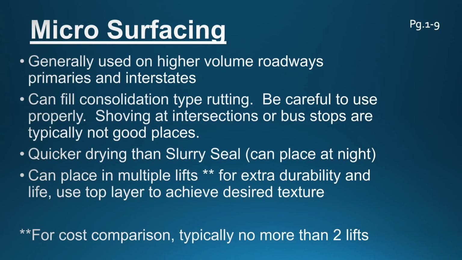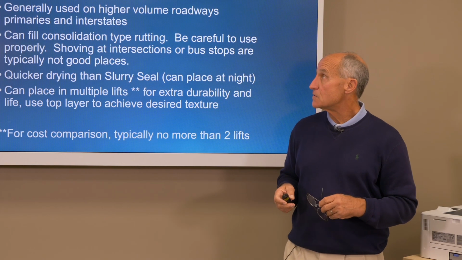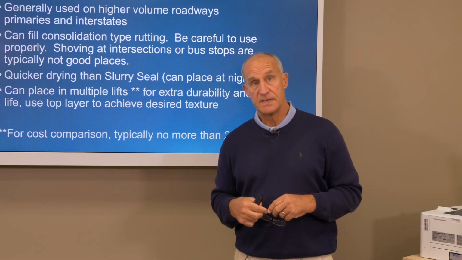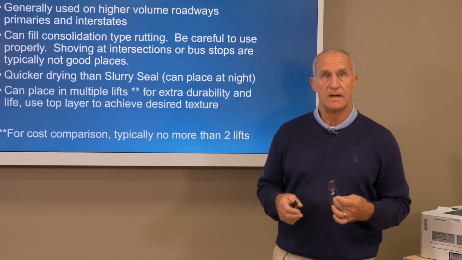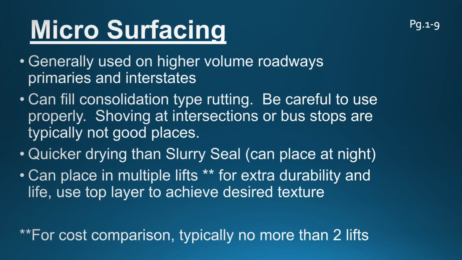Whereas the Slurry Seal was recommended to be used on lower volume roads, now we have this microsurfacing mix that's able to be used on a higher volume roadway. It was developed to be used on higher volume roadways. So we tend to see most of our microsurfacing work within Virginia DOT scheduled work to be on higher volume roadways such as primaries and even interstate highways.